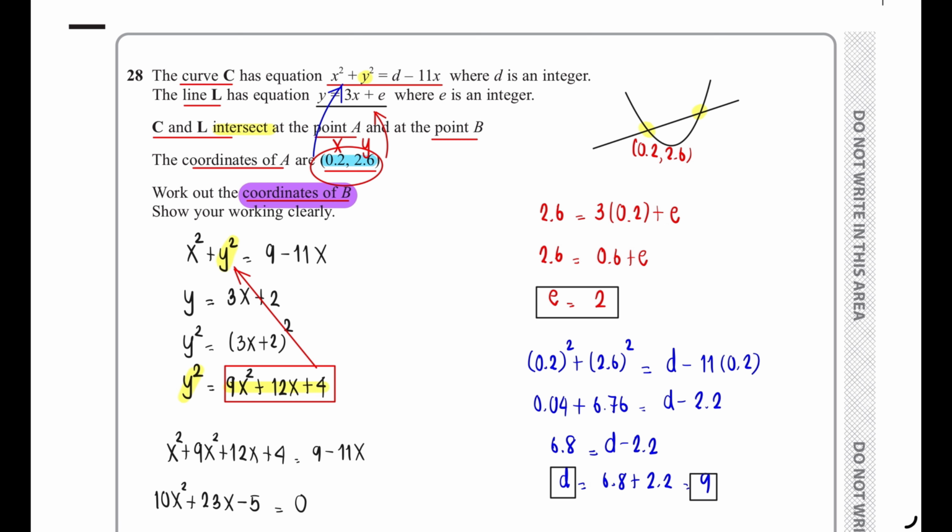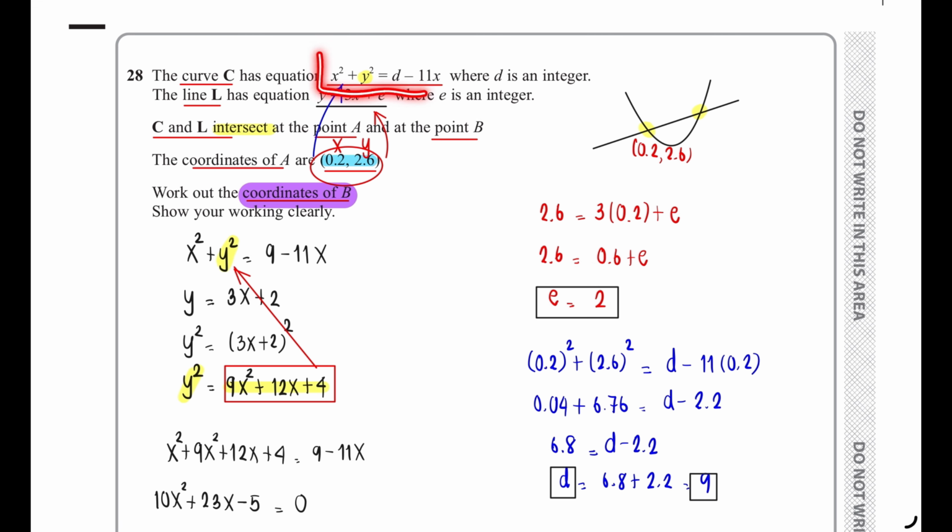So first of all, I will plug in 0.2 and 2.6 into this equation. Okay, so I will have 0.2 squared plus 2.6 squared equal to d minus 11 times 0.2. So we can get the value of d equal to 9. Same thing, I will plug into the straight line equation. So we will get 2.6 equal to 3 times 0.2 plus e. So after simplifying, we will get e equal to 2.